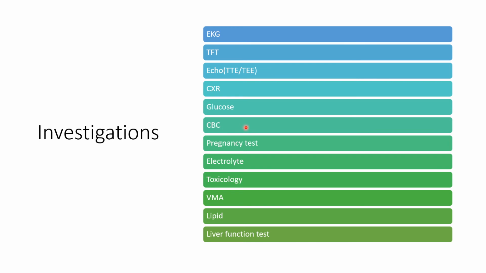Complete blood count, anemia, or infection. Pregnancy test, electrolytes, now dealing with hypokalemia or hypomagnesemia. Both can lead to prolonged QT syndrome with subsequent arrhythmia. Toxicology, because we're talking about street drugs, amphetamine or cocaine, and so on. Vanillylmandelic acid for pheochromocytoma, lipids, and liver function test.